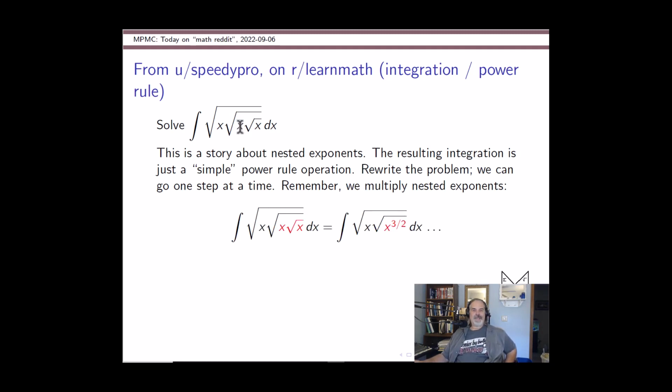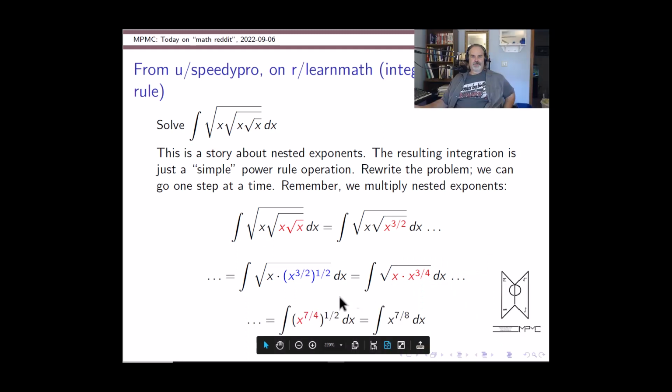So let's work from the inside out. That interior, x times the square root of x, that's x times x to the 1/2, and that's simple enough. That's just x to the 3/2. Now, let's take this square root of x to the 3/2 and rewrite that as x to the 3/2 raised to the 1/2. Now multiply those exponents. Now we're at x to the 3/4, and we're still waiting to multiply by this last x here. But now we just add those exponents.